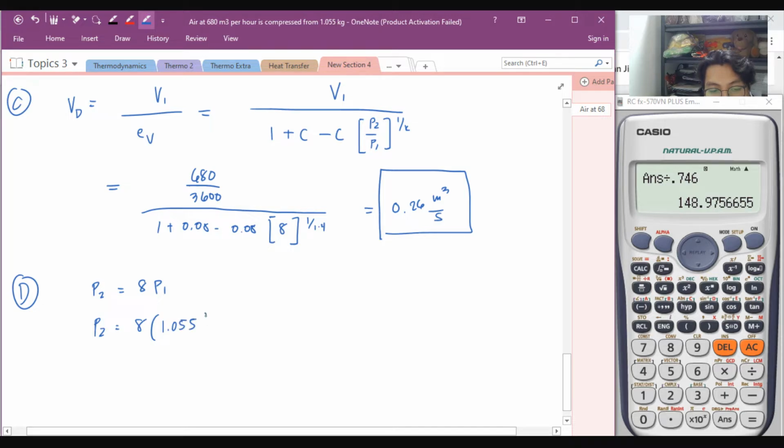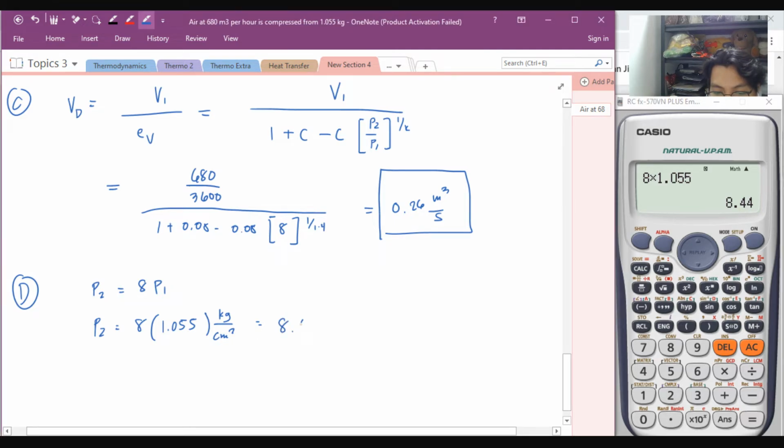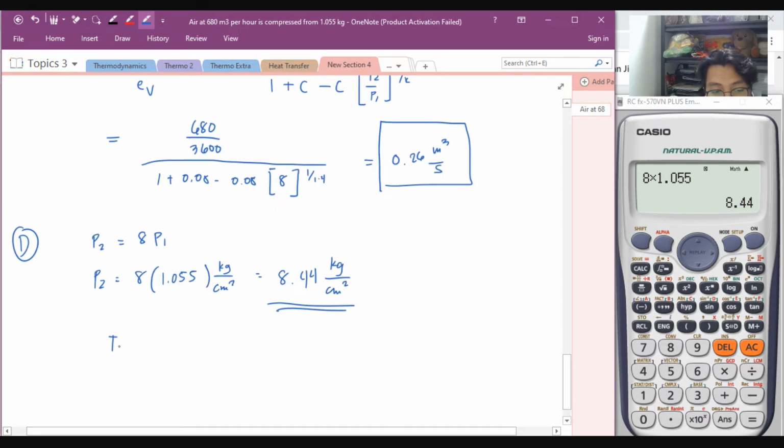1.055 kilogram per cm squared. Multiply ko lang. Kunin ko muna yung P2 ha, papakita ko sa inyo. So, 8 times 1.055. That is 8.44 kilogram per cm squared. Ayan na yan. May P2 ka. Paano mo kuha yung intercooler temperature? So, meron kang T1 over T sa intercooler. Palagay na lang natin, TI na lang to, equal to P1 over P2 raised to K minus 1 over K.